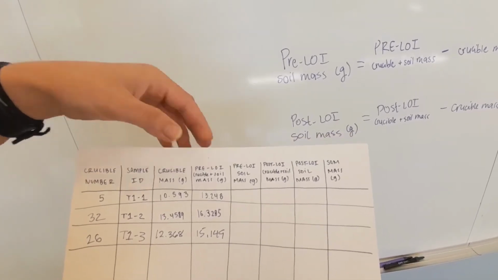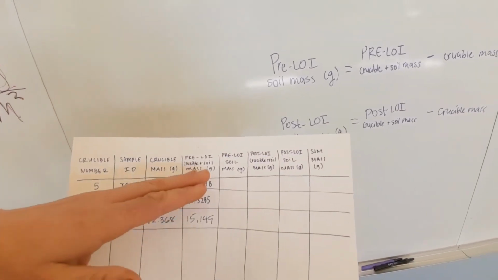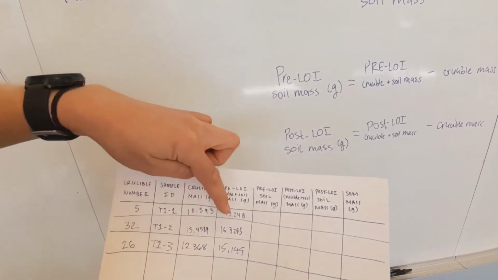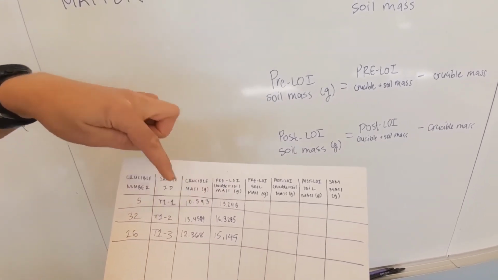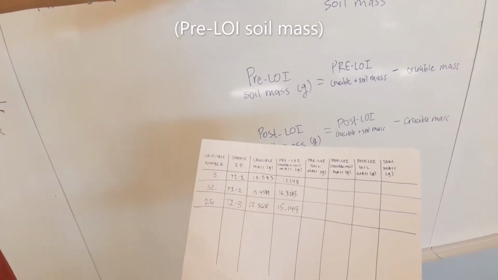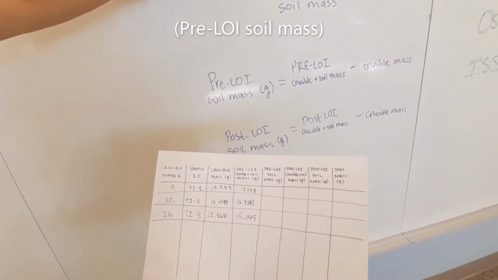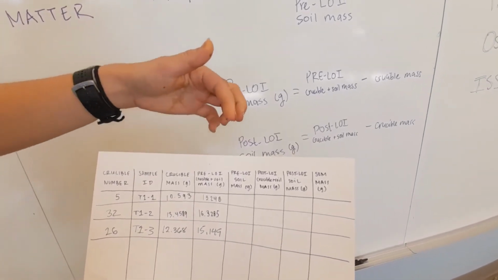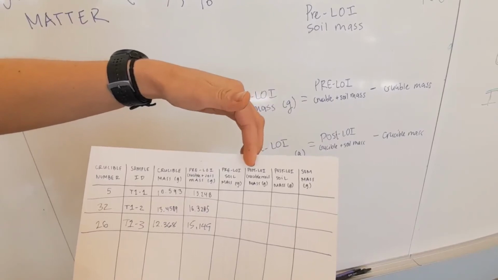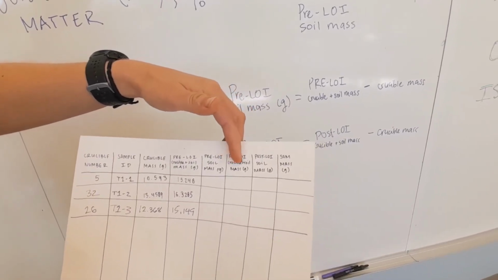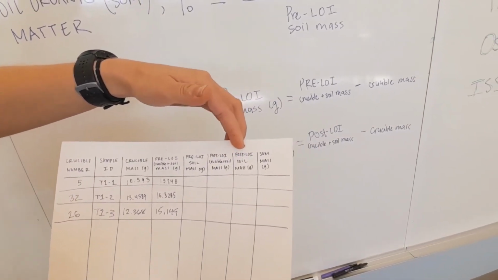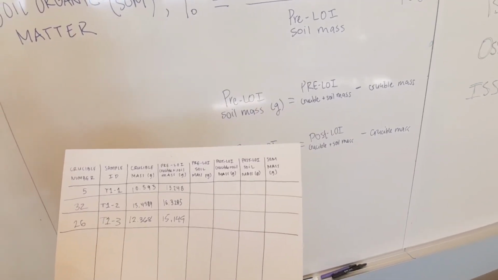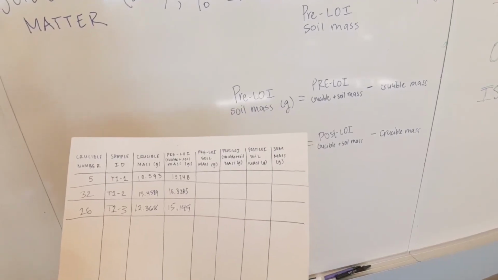And then as of now we have our pre-LOI crucible plus soil mass, so you'd use the difference between these two to calculate this quantity. And then once we get the crucibles out of the furnace, we'll be able to calculate our post loss on ignition crucible plus soil mass, and then using that and the crucible mass, be able to calculate the post loss on ignition soil mass.